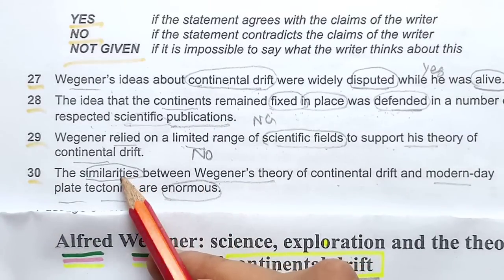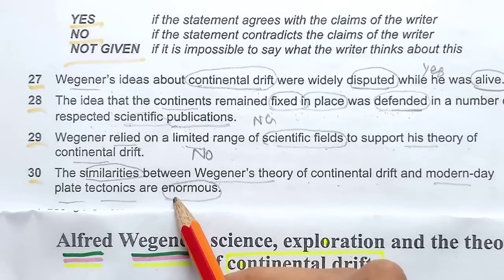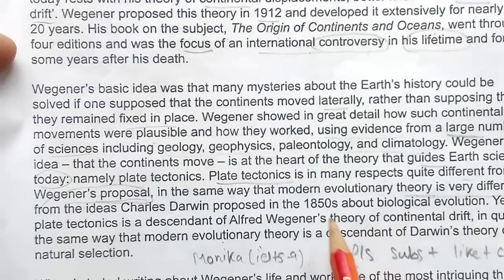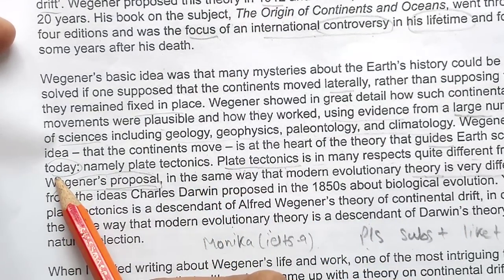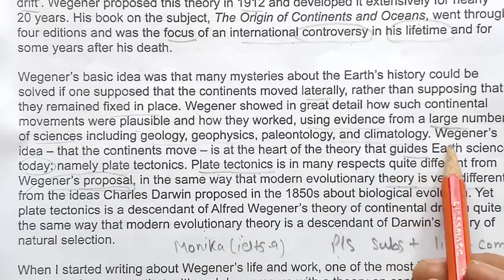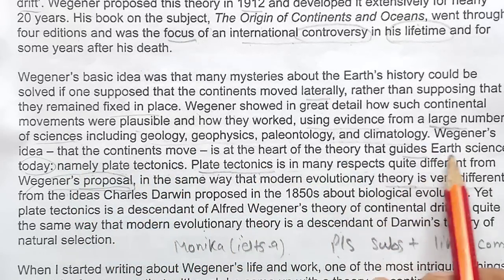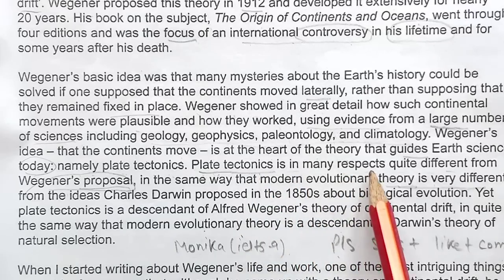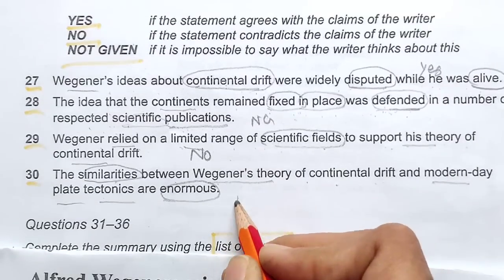Here they are saying the similarities between this theory and this theory are enormous. But the passage is saying it is very different, meaning Wagner's theory and plate tectonics. So today is also given. I am showing it again. Please read the paragraph again. Wagner's idea that continents move is at the heart of the theory that guides Earth sciences today, namely plate tectonics, is in many respects quite different from Wagner's proposal. It means this is also no.